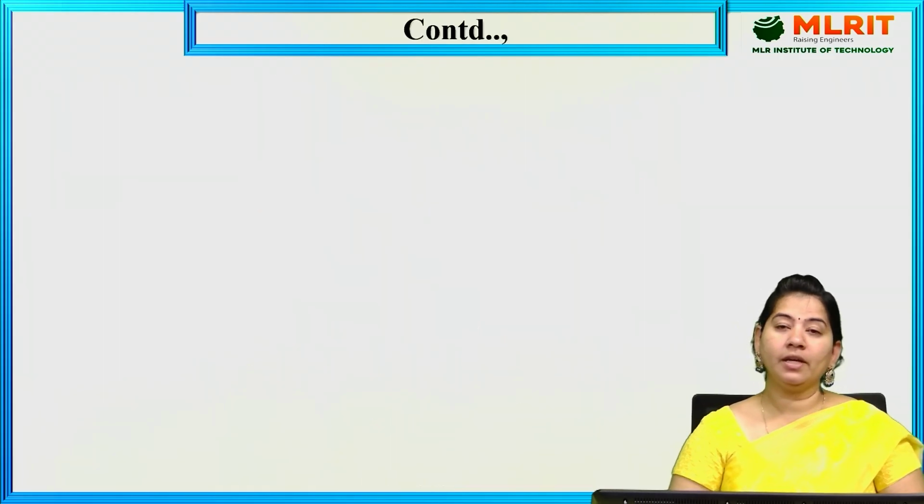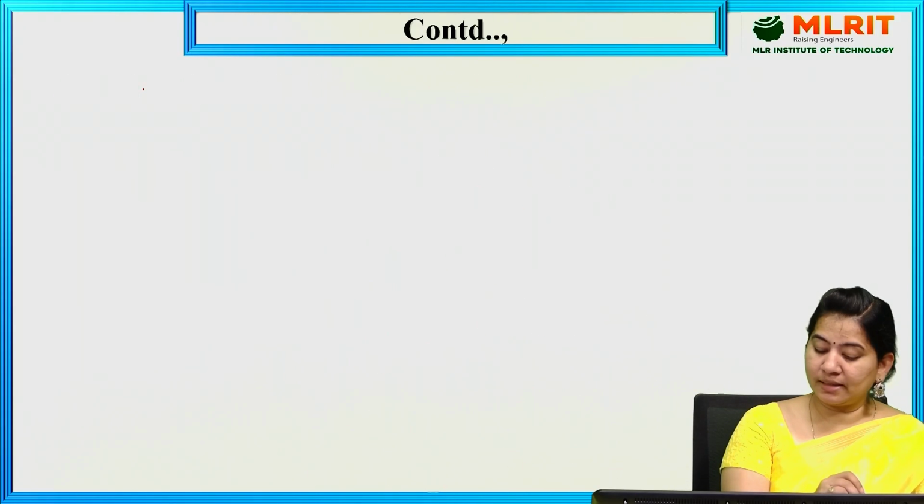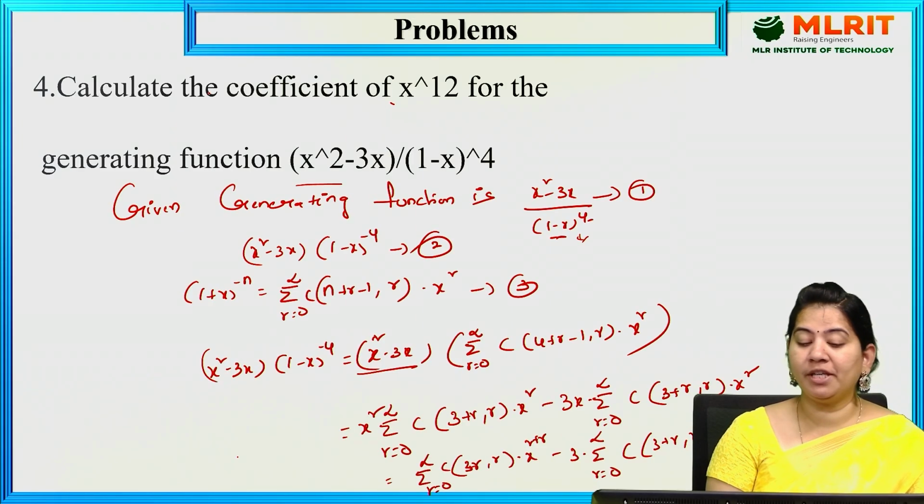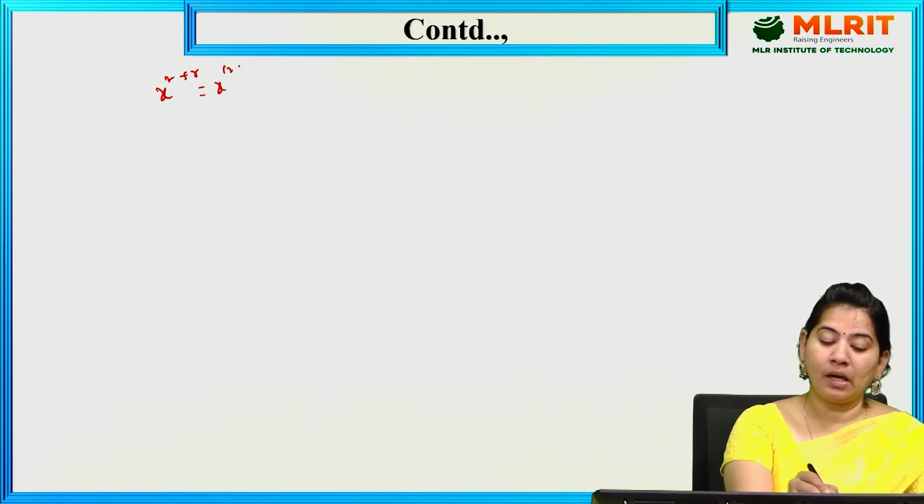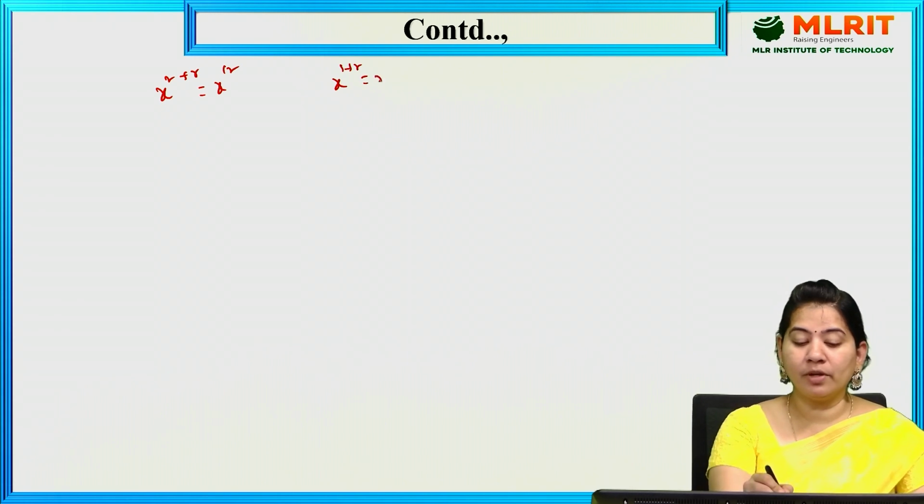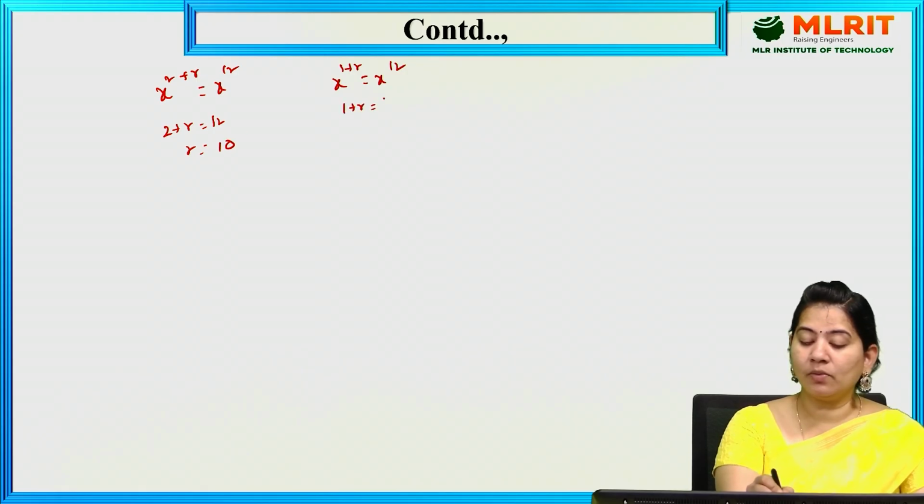So now here what we are going to do is just equate. x power 2 plus r, what is the coefficient here given as x power 12, and here the next one is x power 1 plus r is equal to x power 12. So 2 plus r is equal to 12, r is equal to 10 you will get. 1 plus r is equal to 12, r is equal to 12 minus 1, 11 we will get.